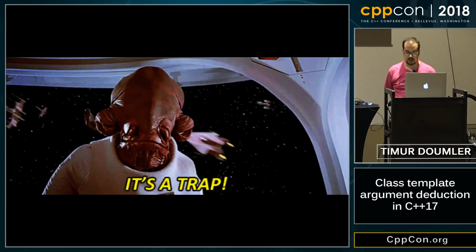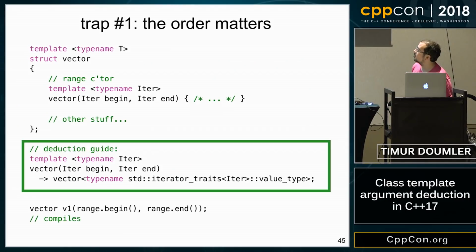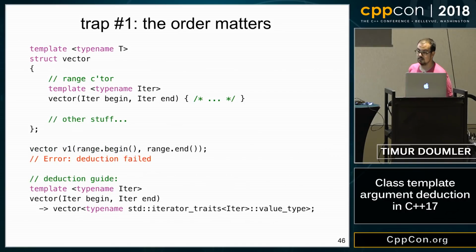There's another trap here, actually a few of them. Things depend on the order. So if you have this deduction guide and you use it after that, it works. But if you flip it around, then it's going to fail. So if you write the deduction guide after you use it, it's not going to consider the deduction guide. So the order matters.